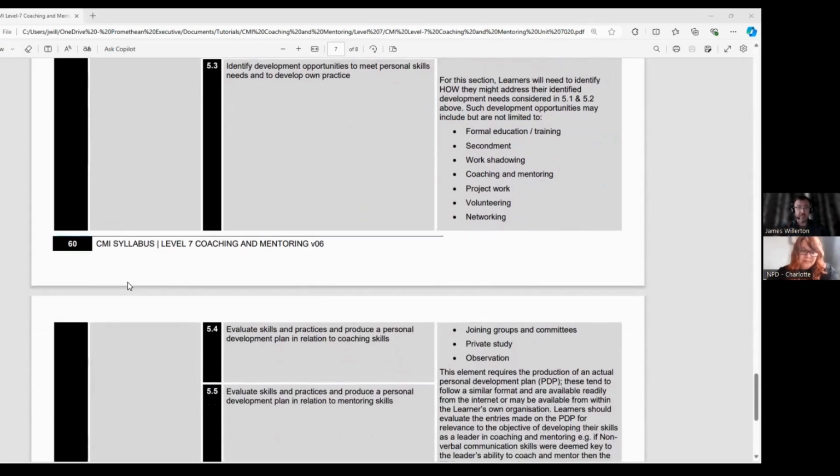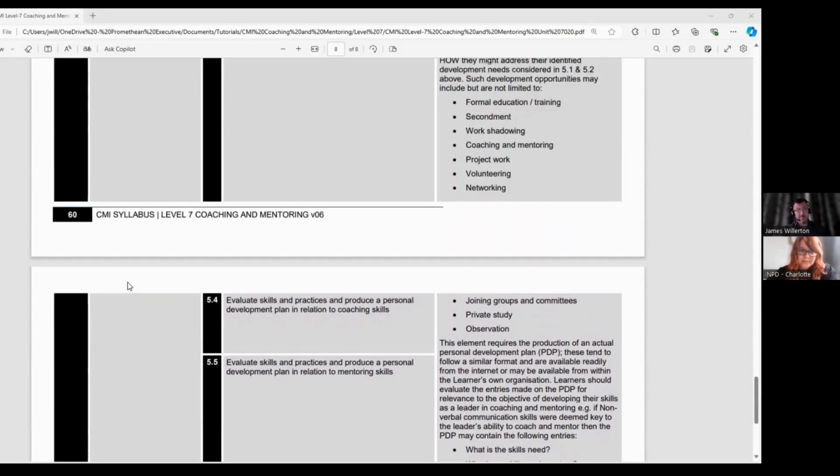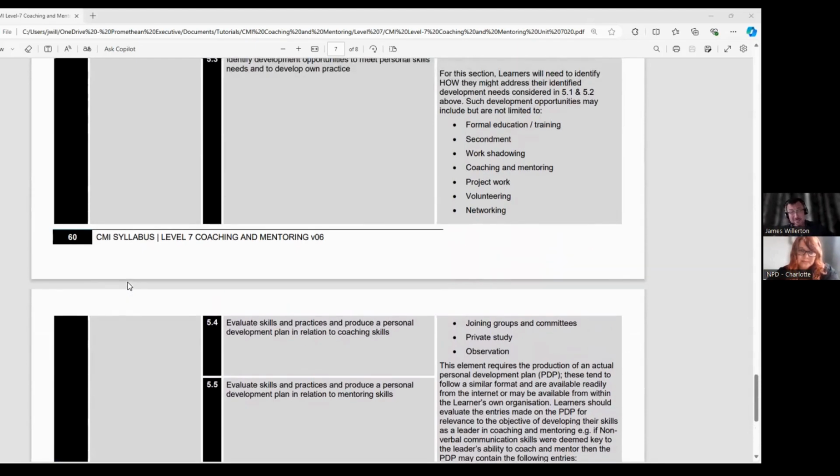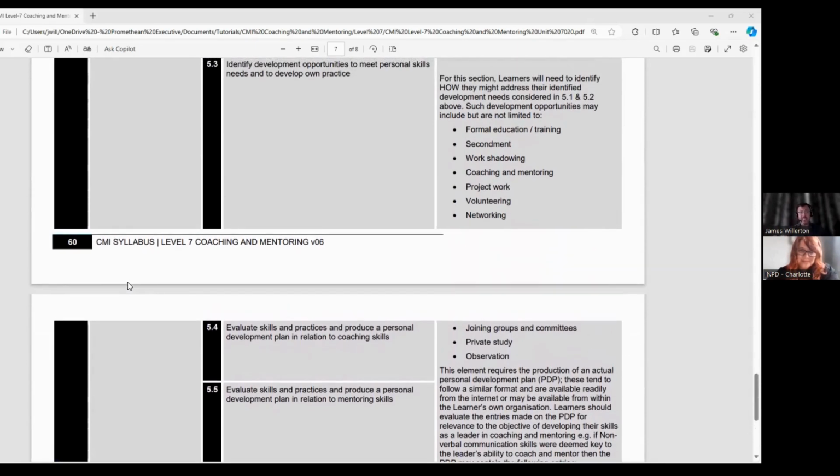5.3, we're going to identify development opportunities to meet personal skills needs and develop our own practice. This is a bit of an awkward one. It's a bit of a bridge that might not be necessary in my view. So the idea here is that you've done the assessment of your skills, and 5.3 is looking at the gap. Where might the gaps be between your own skills and practice and where your development opportunities might be?